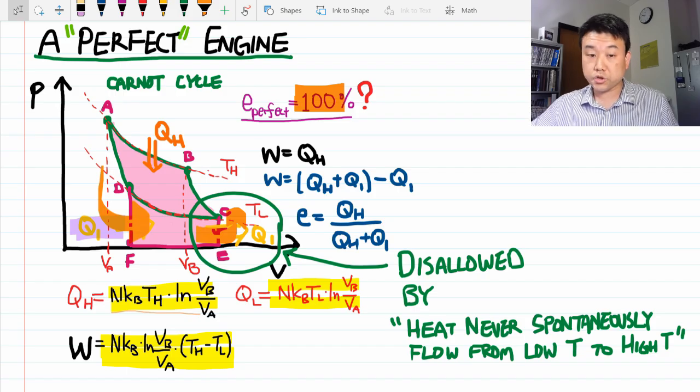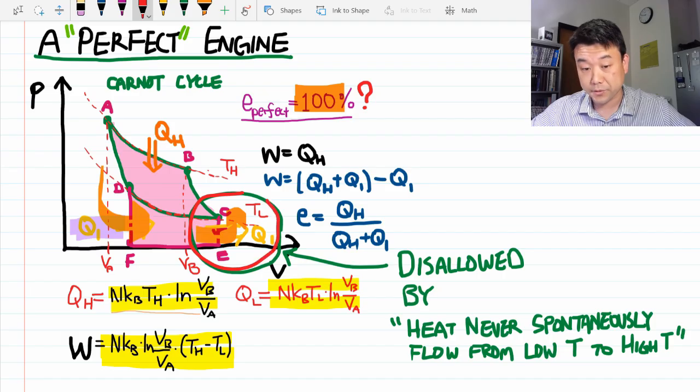This is one illustration of why the Clausius statement is equivalent to the Kelvin statement. Because if you could imagine heat could possibly flow from low temperature to high temperature, then that's all we need to make a 100% efficient, perfect engine. But that's not true, so we can't make a 100% perfect engine.